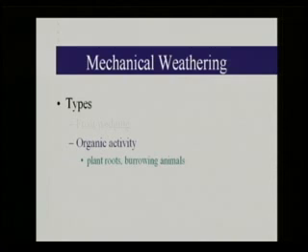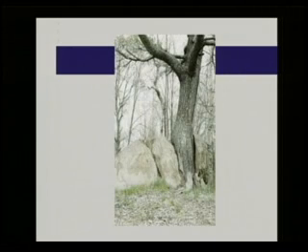Another type of mechanical weathering is organic activity. Now, we're not talking about chemical changes here. We're talking about how plant roots and burrowing animals can break apart rock. For example, that tree is growing and those rocks are splitting apart. There's no chemical interaction necessarily going on, but we're looking here at the mechanical action.